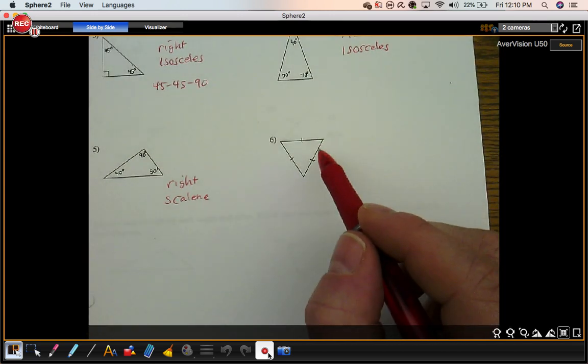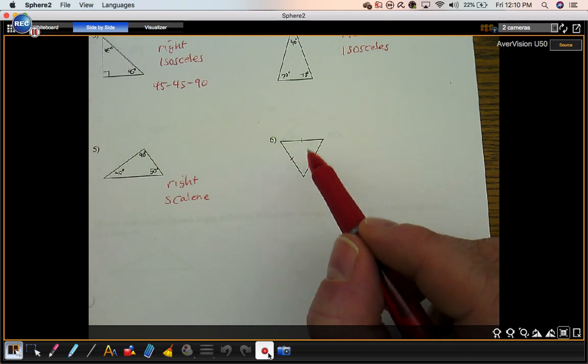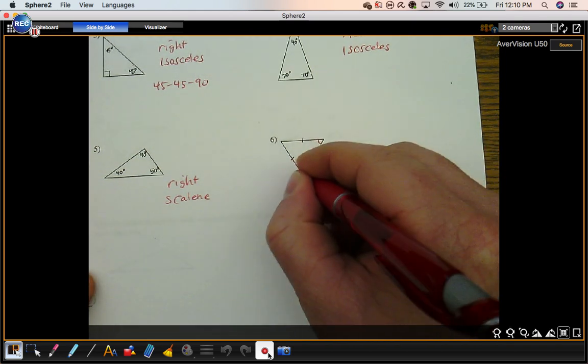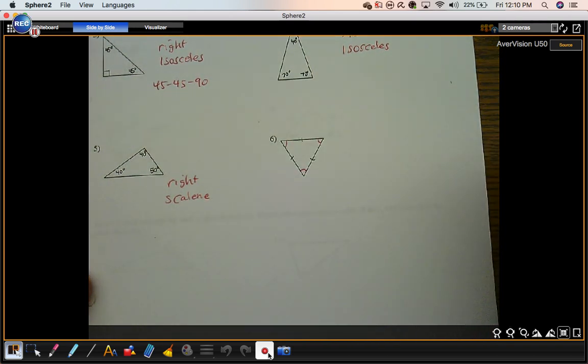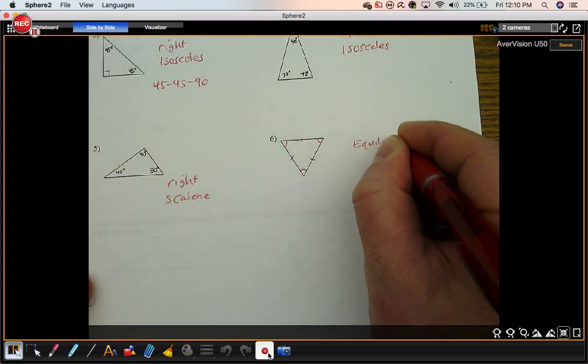Number 6, they don't give us any measures, but they give us these marks. These marks indicate that these sides are congruent. If the sides are congruent, then the angles are congruent. That's an equilateral triangle.